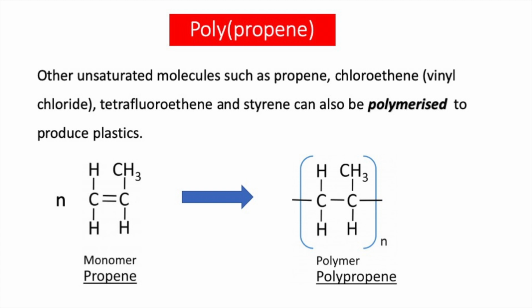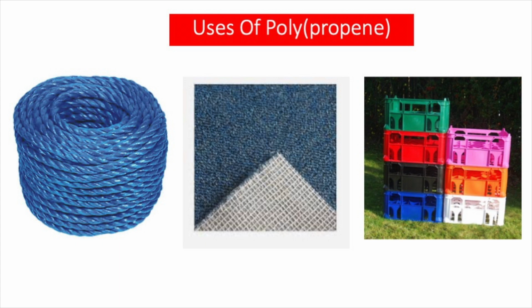Now at GCSE, it's important that you can list uses for all the addition polymers on the syllabus. So polypropylene is used for things like milk bottle crates, it's used to make rope, and it's used for carpet fibres.